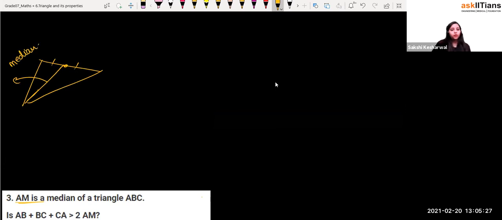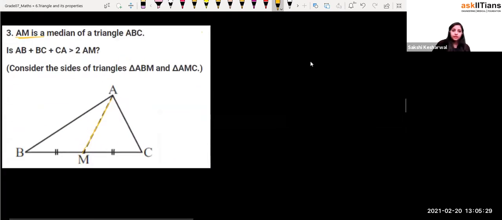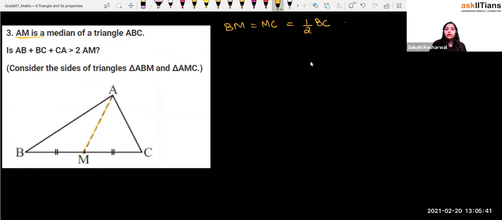Median, right? Now what happened? It says that AM is a median. So median means what? BM length is equal to MC length, right? So can I say that this is 1/2 of BC, right or not? This is given. Now there are two triangles.